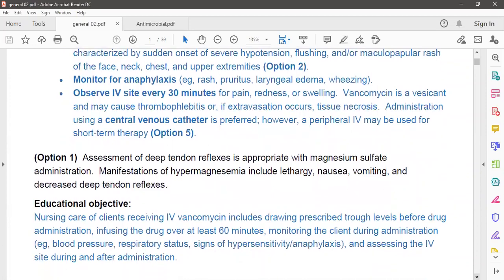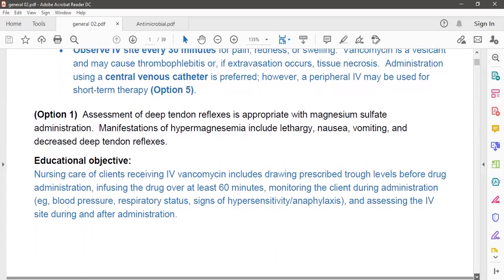Also observe your patient for at least 30 minutes to see any kind of complication. What complications? Pain, redness, swelling. Vancomycin is a drug that also causes thrombophlebitis, which we already explained, right?